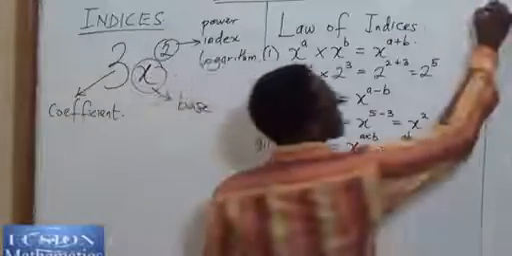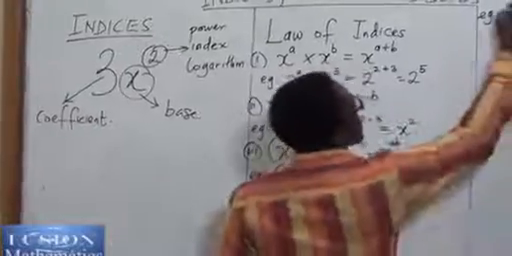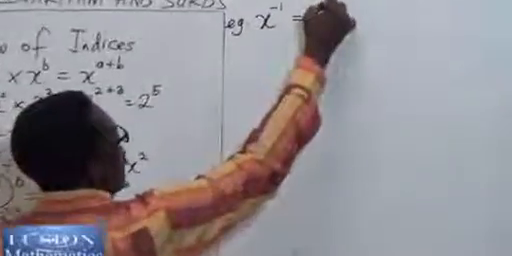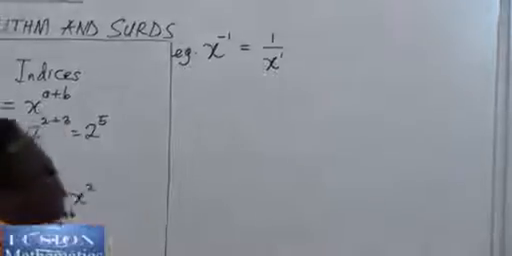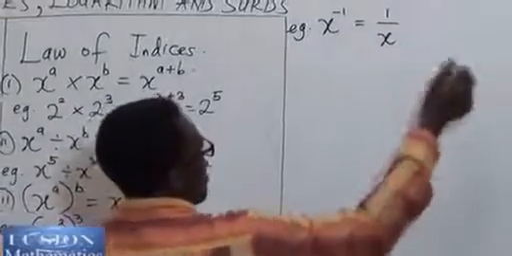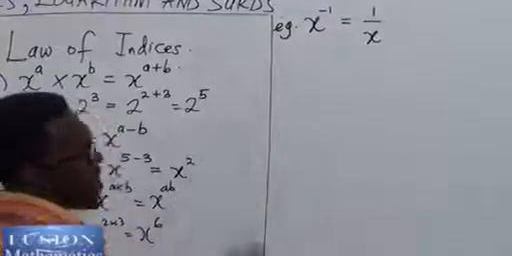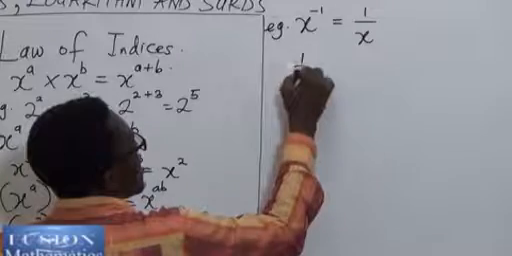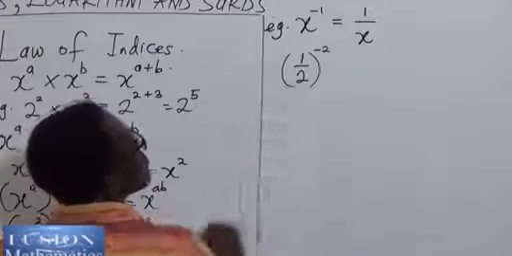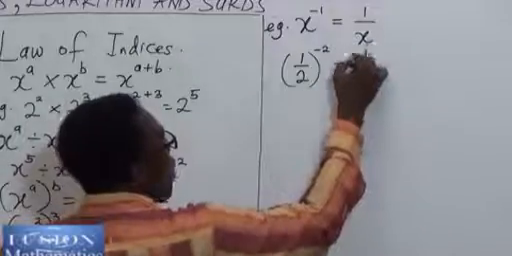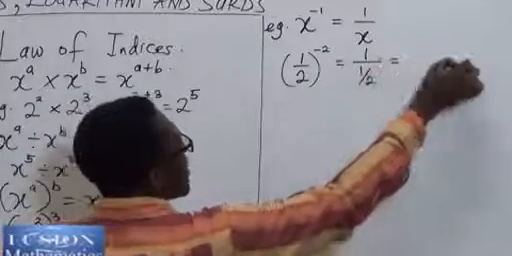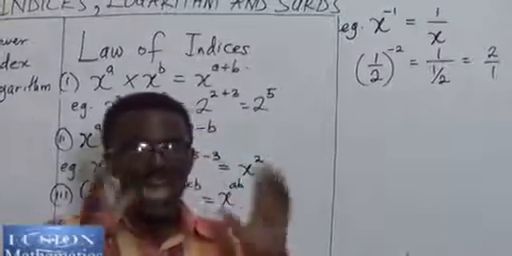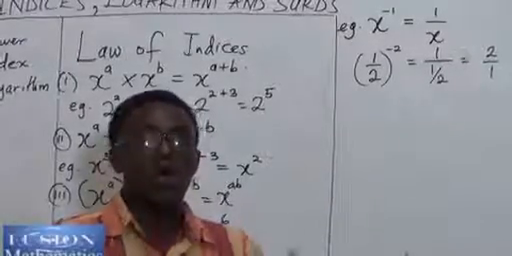For instance, if we have x raised to the power minus 1, it will be 1 over x raised to the power 1. But we do not write the 1. The 1 is arbitrary, so we remove it. But we know that it's x raised to the power 1. If we have, for instance, 1 all over 2 raised to the power minus 2, this will give us 1 all over 1 all over 2, which is the same thing as 2 all over 1. This means that whenever we have a fraction which has a negative power, we turn the fraction upside down.